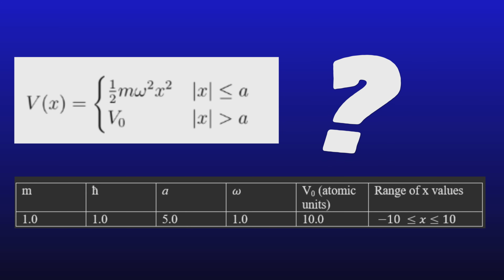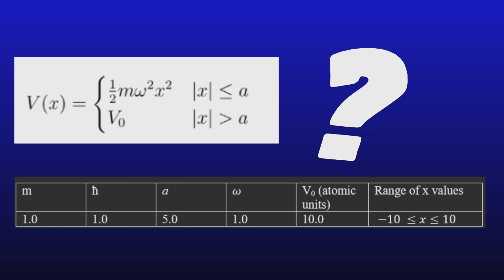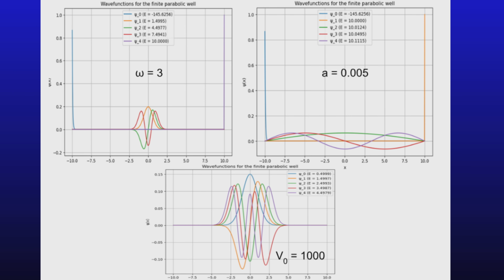I just chose these values randomly, these V naughts and A's and whatever. So what happens when you change them up? I am so glad you asked, because I did that, and we can see the results now. You can see here, I put it on the screen, that some weird stuff happens to the graphs.